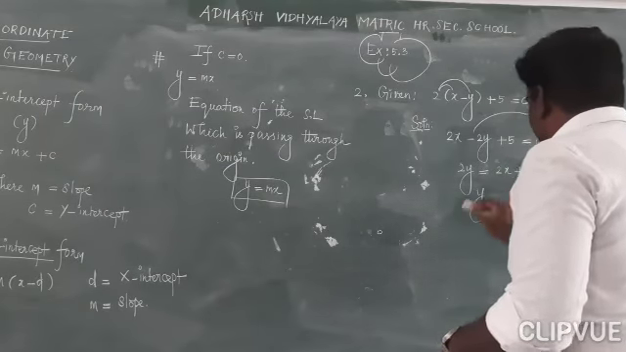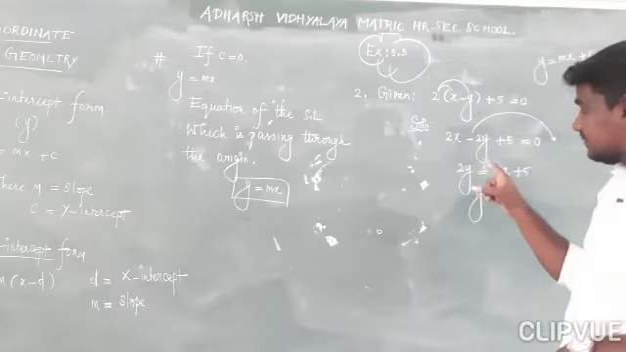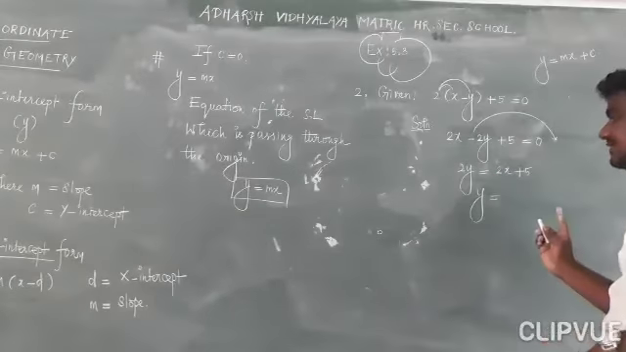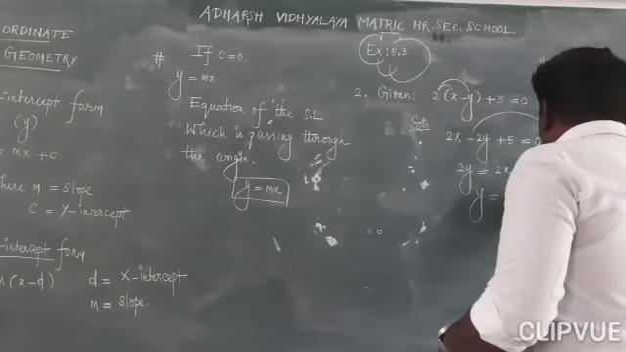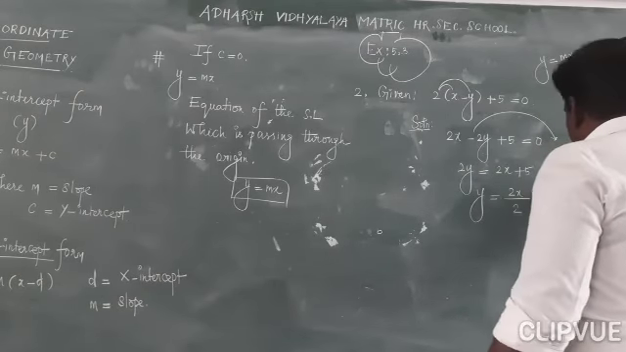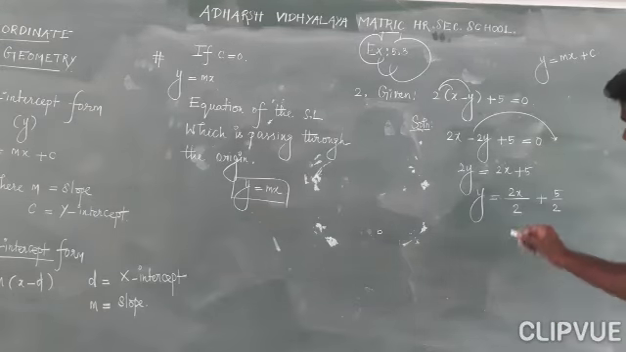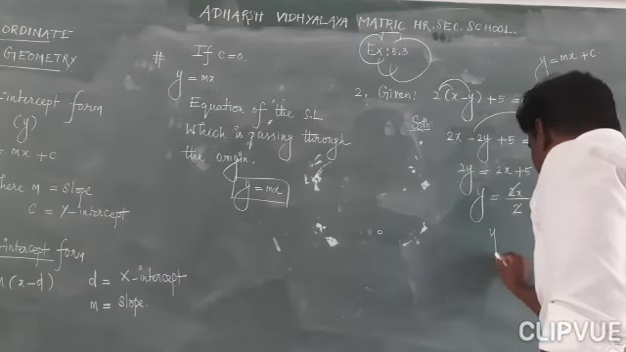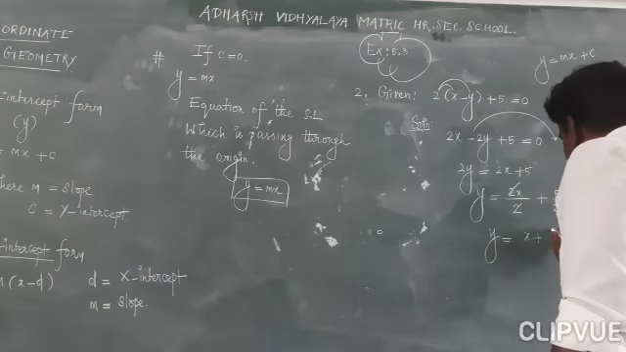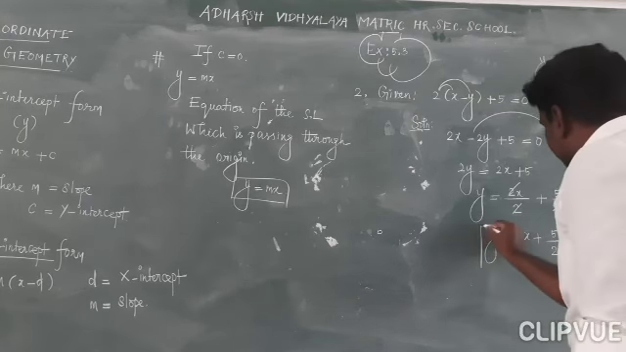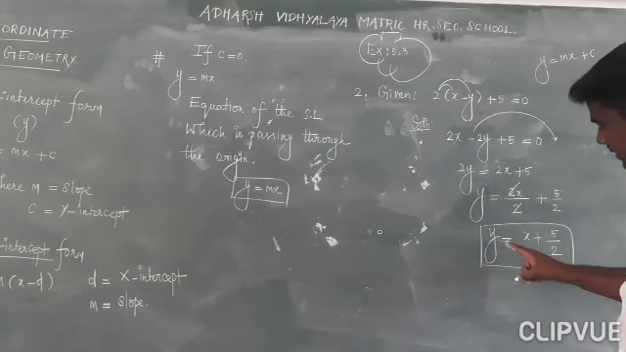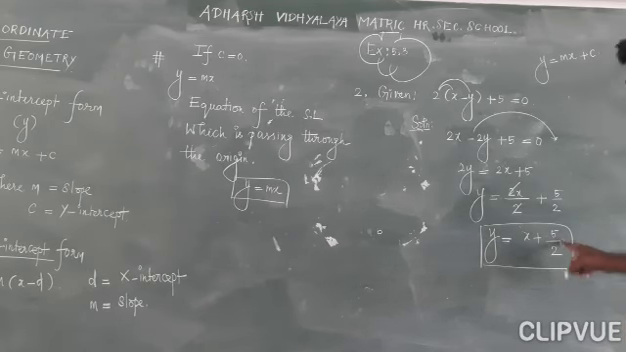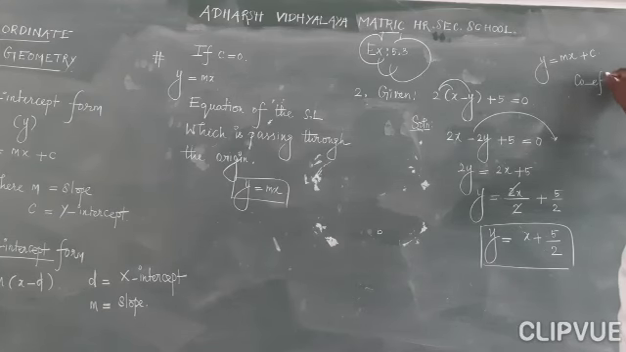So what is y? This 2 is multiplied with y. If you take it to the right hand side, it divides. So both terms should be divided by 2. So 2x by 2 plus 5 by 2. You can cancel this 2 and this 2. So y is equal to x plus 5 by 2. This is the required equation. Actually, it is in the form of y equal to mx plus c. Look at this, y equal to mx plus c. The m is the coefficient of x.